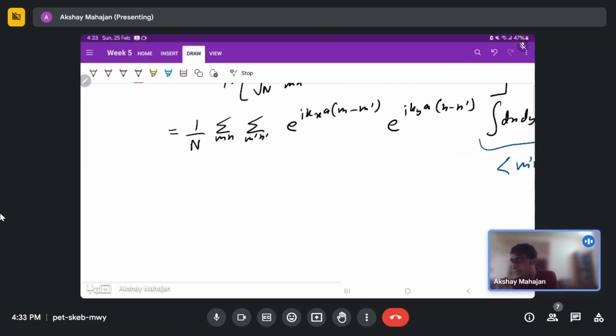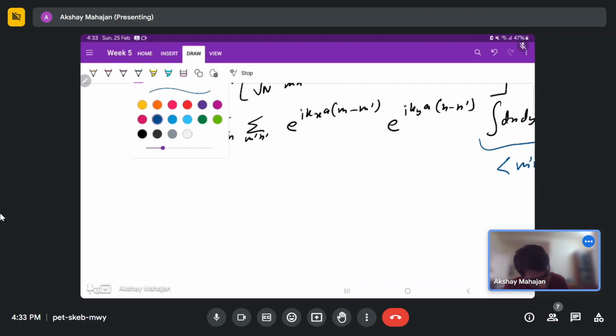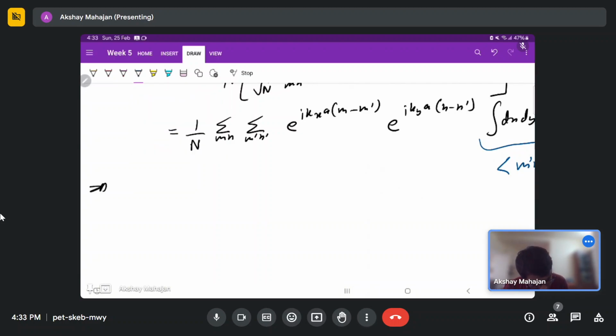So basically from here our energy dispersion E of kx, ky will be equal to 1 by N. Let me write it a little below.